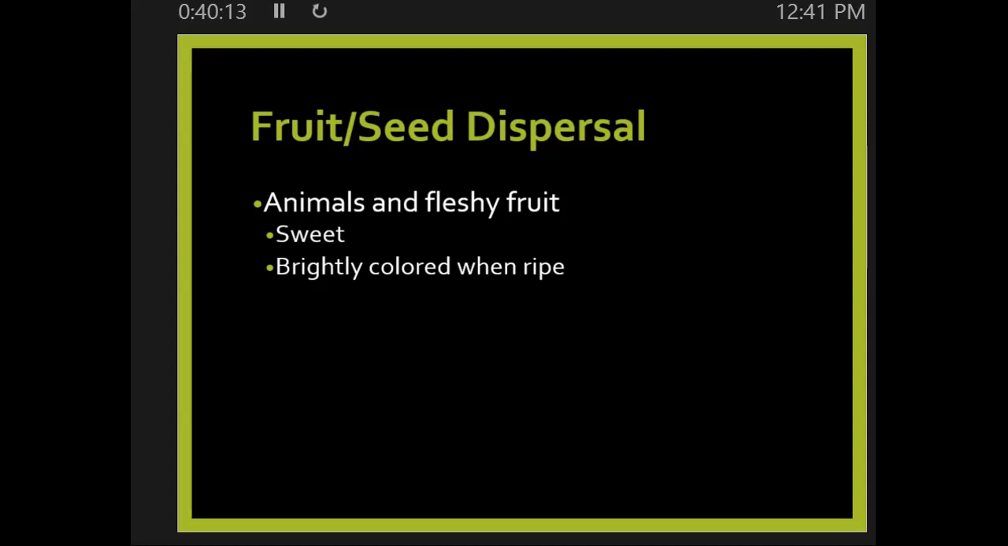Only shift into displaying, in this case usually a visual bright color. It gets really sweet. That's when the seeds inside are fully mature. They're ready to get out in the world and germinate and grow. So we often prefer that red against a green background, which is very easy to spot for our eyesight as well as many other fruit dispersers. Not all fruit, but many are bright like that.